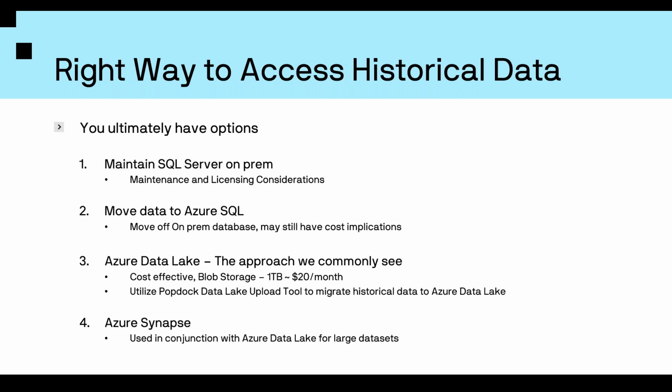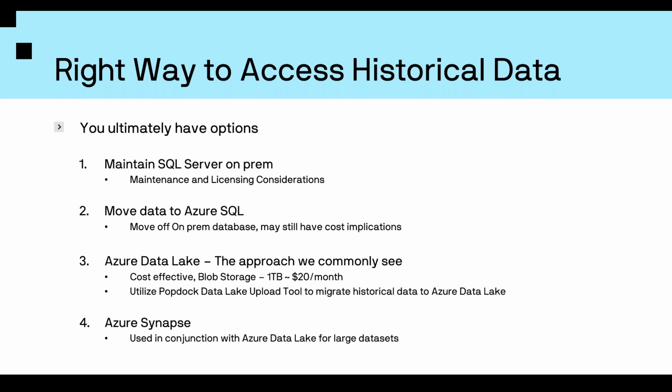So when it comes to the right way to access historical data, you ultimately have options. Now, this slide is really from the perspective of how eOne can help. We present a couple of different ways that don't require you to move that data into the new system. With our tools, you have a couple of different options where our tool Popdock can access that historical data, and then we can surface it right inside of Business Central when you need it. So these are a couple of the common ones that we see.